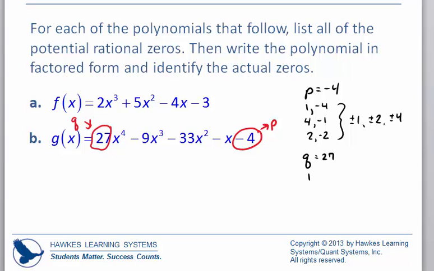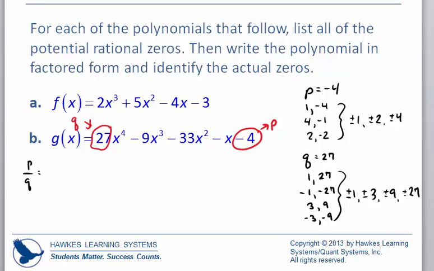For the 27, we can do 1 times 27, negative 1 times negative 27, 3 times 9, negative 3 times negative 9, and that is all there. Combining those gives me plus or minus 1, plus or minus 3, plus or minus 9, plus or minus 27. And then remember that your list of potential possible zeros is going to be found by doing P over Q.